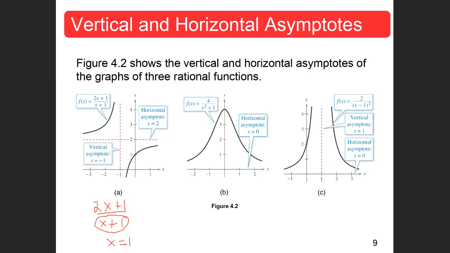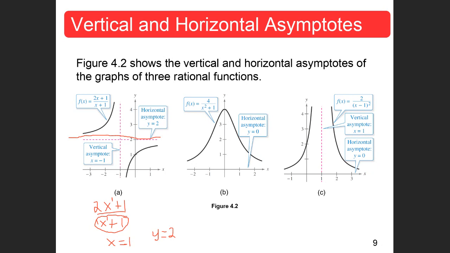How do you tell what the horizontal asymptote is? Super simple. If the highest power is the same on top and bottom, then you just take the numbers in front of the top and bottom, so 2 over 1. So my horizontal asymptote should be 2 in this problem. Oh, look at that. Horizontal asymptote equals 2. Awesome. Okay, in the next problem, I've got 4 over x squared plus 1.